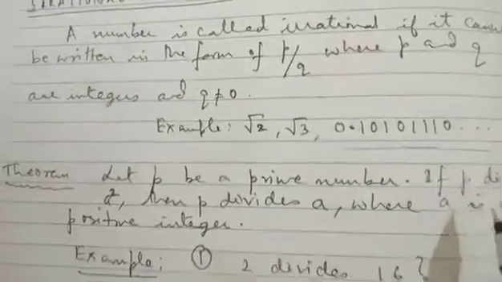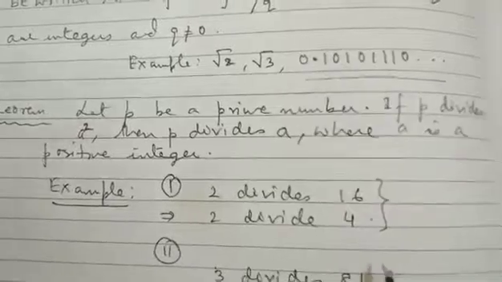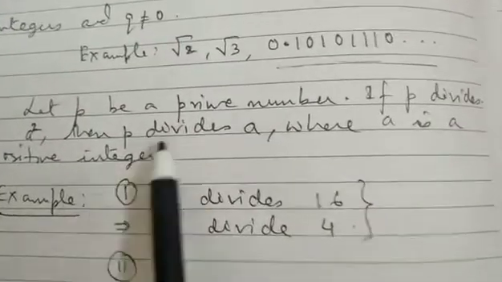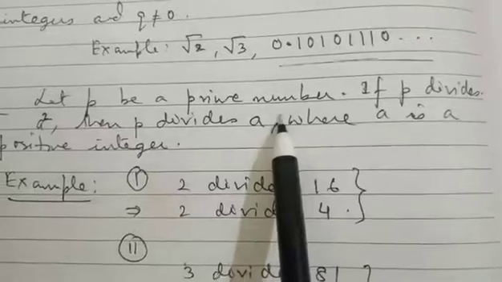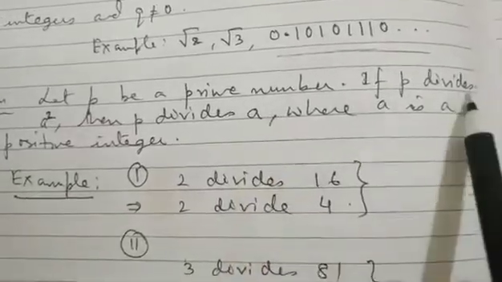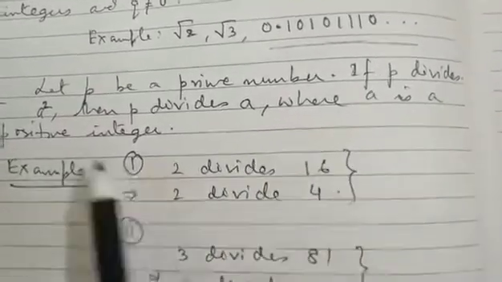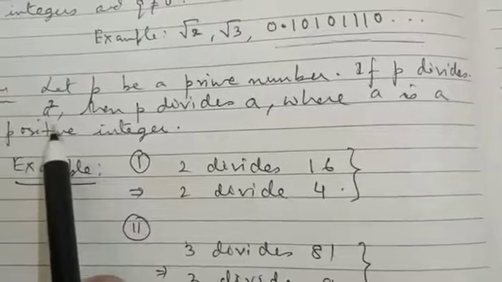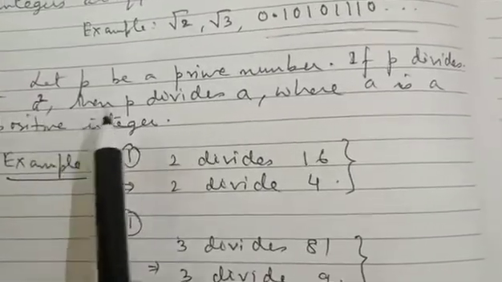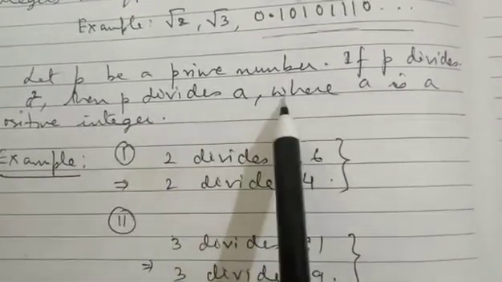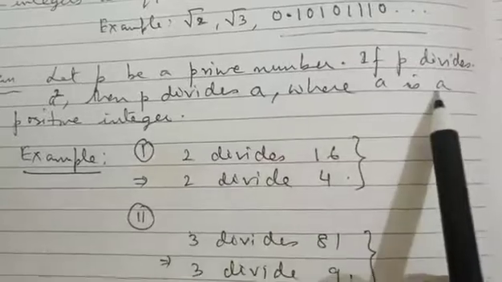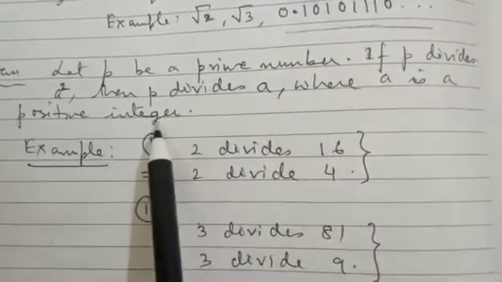Now we have a very important theorem. So let me explain the theorem. Let p be a prime number. If p divides a square, then p divides a, where a is a positive integer.